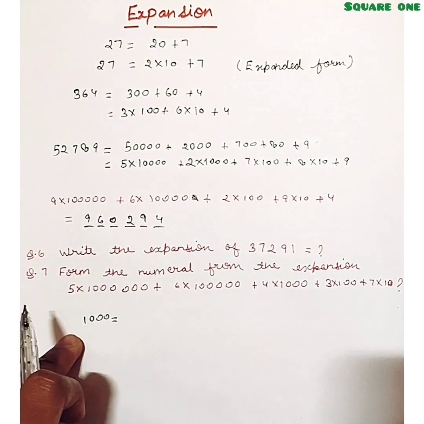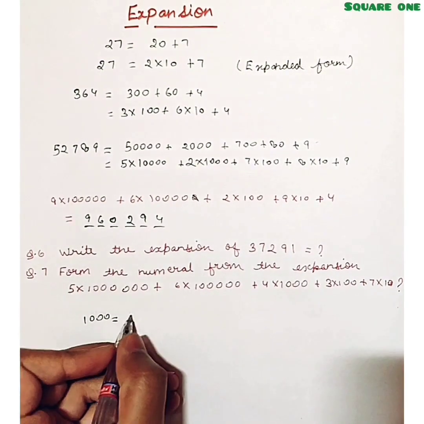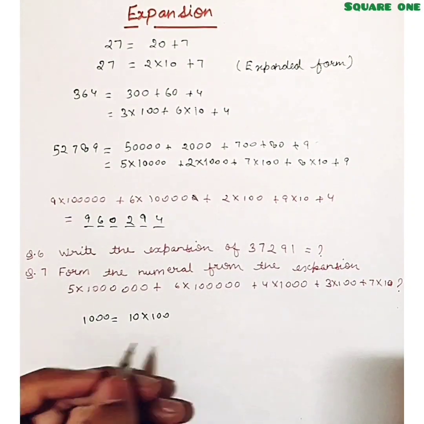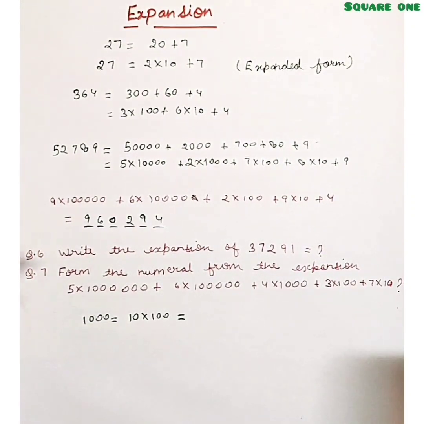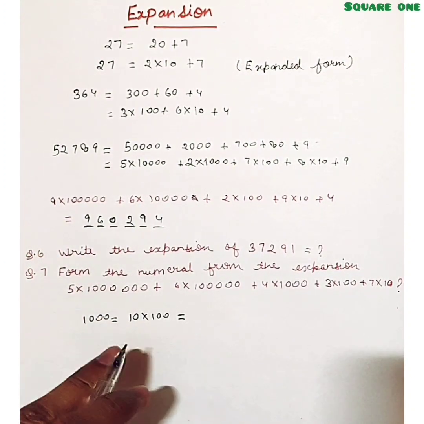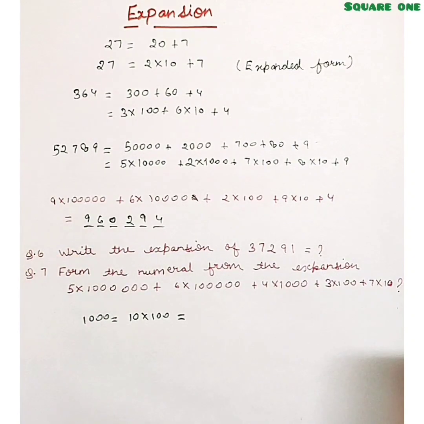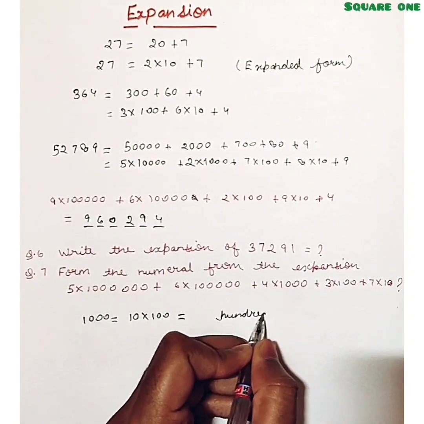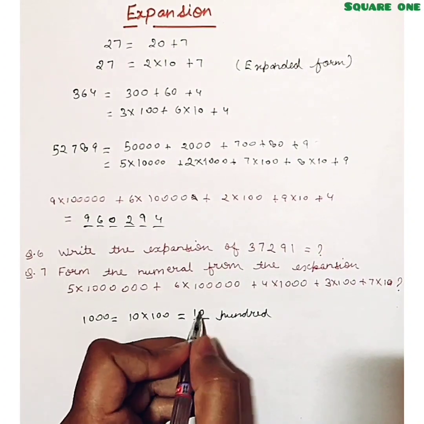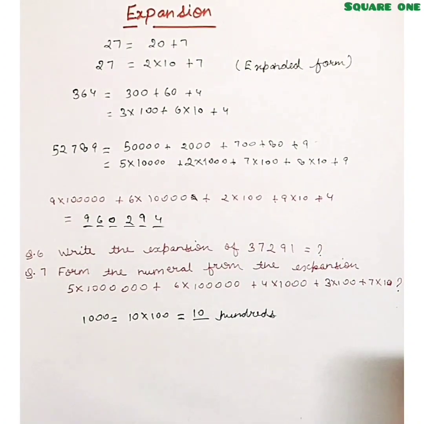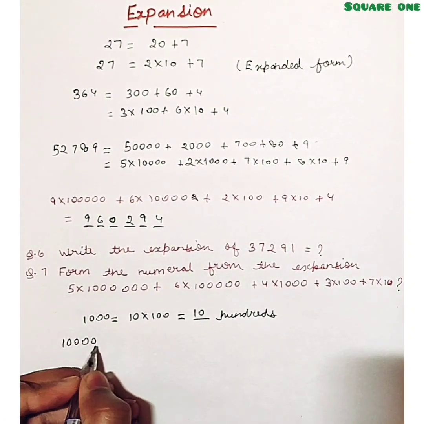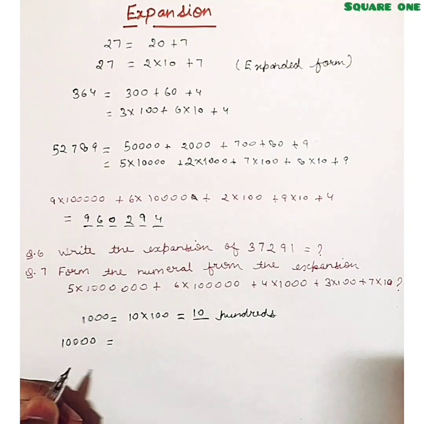Another type of question that we see is that 1000 can be written as 10 into 100, right? There's nothing wrong in it. Everything is okay. 1000 can be written as 10 into 100. So if I'm asked how many hundreds are there in 1000, you will say that there are 10 hundreds in 1000, because 10 times 100 is 1000. So if they ask you how many hundreds are there in 1000, you will simply say that there are 10 hundreds in 1000.